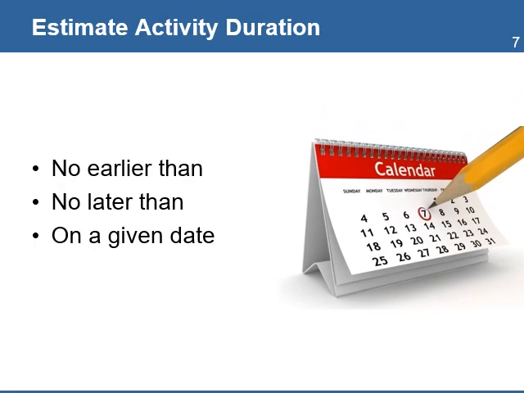The next step is to identify if there are any specific constraints to start or end an activity. There are 3 types of constraints. An activity must be completed no earlier than a specific date or later than a specific date. And the activity must be completed on a given date. With this information, you can now proceed to estimate the duration of each activity.